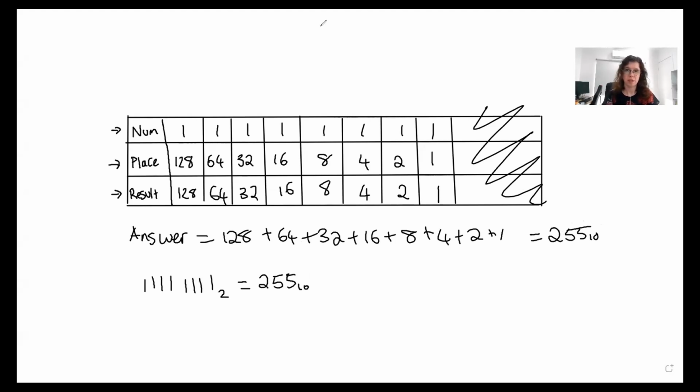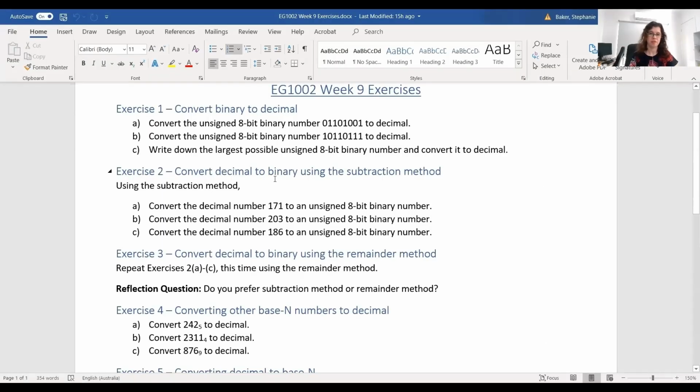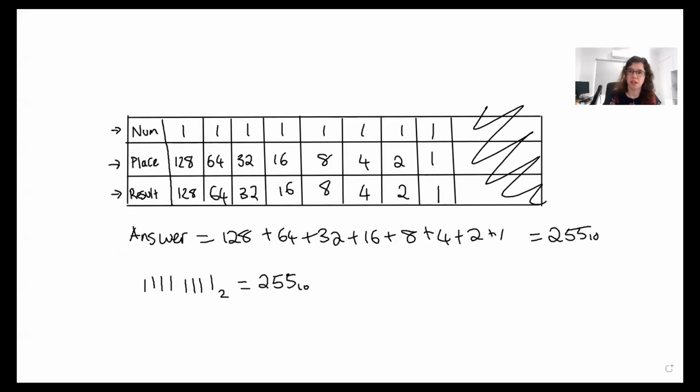So that's question 1. Question 2 asks us to go back the other way. So we're going to convert decimal to binary, and there's actually 2 methods of doing this, the subtraction or the remainder method. So I'm going to show you both, and you can decide which one's the most helpful for you for binary. Let's bring up that whiteboard. All right, I'll just clear this whole screen now.